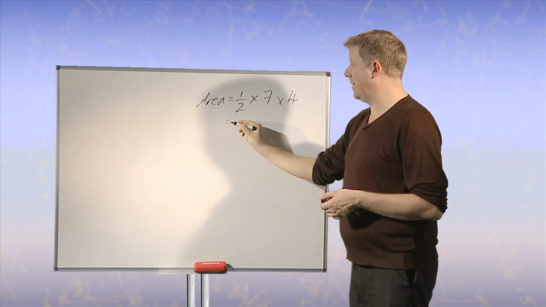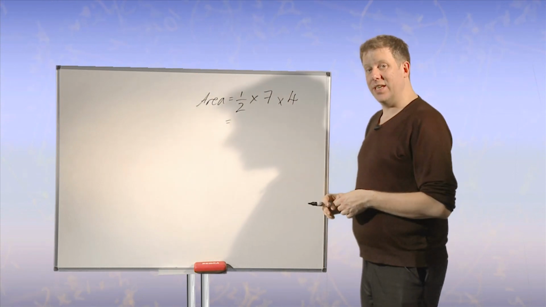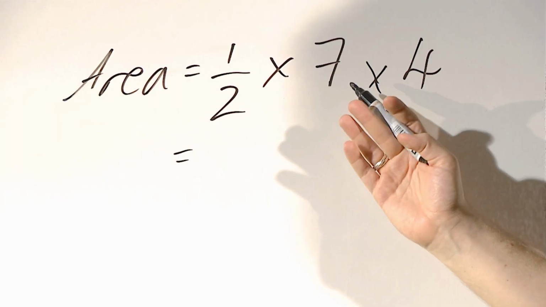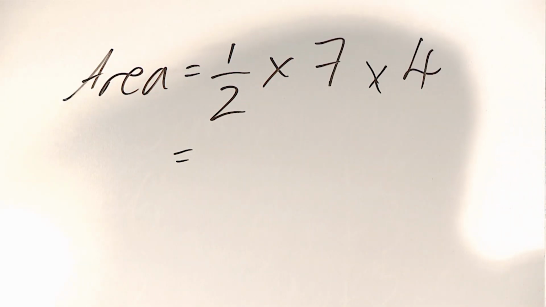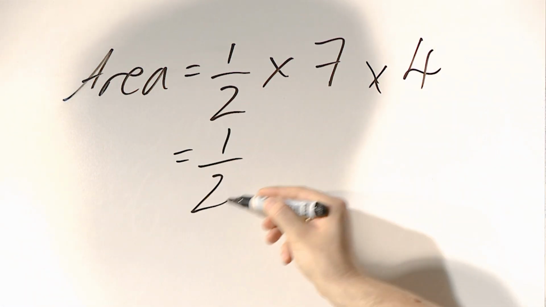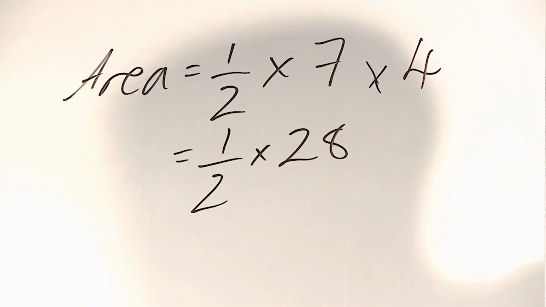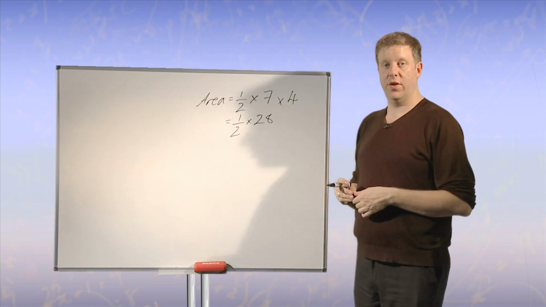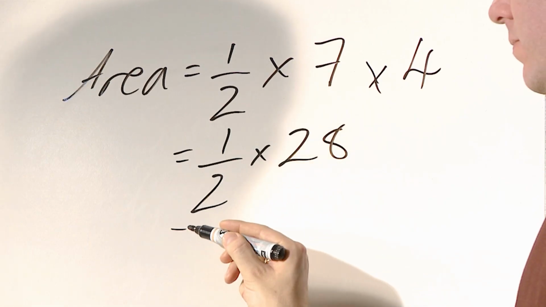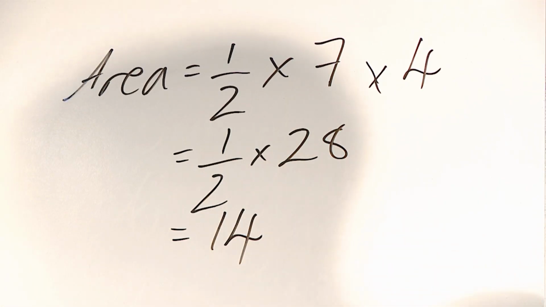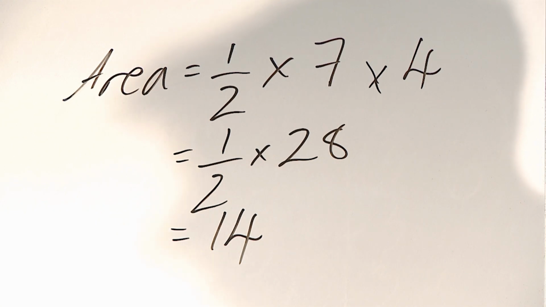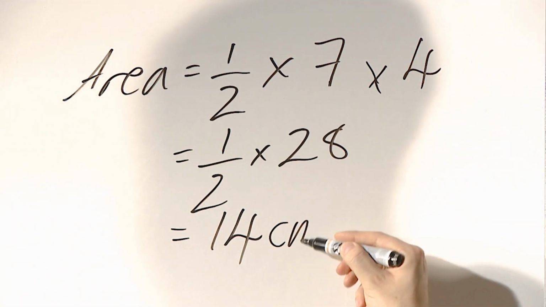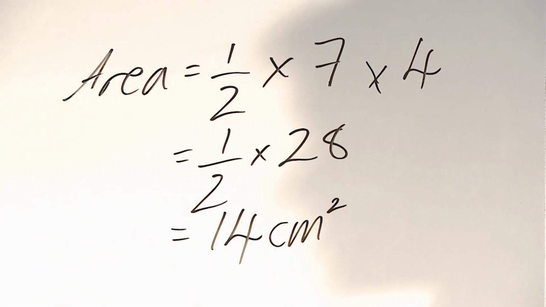Now when it comes to working this out, I find it's always easier to multiply our numbers together and then half what we get. 7 times 4 is 28. So essentially what we're working out now is half of 28. Remember, that's all that means. Half times 28 just means a half of 28. So that gives us 14. And be very careful with the units here, because it's no longer just centimetres, because it's an area. It would be centimetres squared.